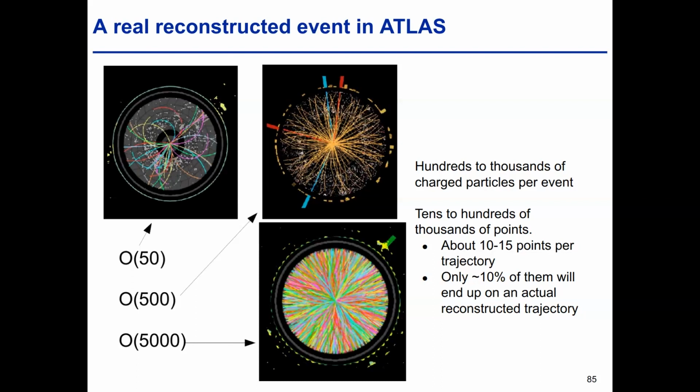And so this will give you a set of points and you have to find those trajectories. That seems still not an impossible task. Then you see what happens when you have 500 of them. And then at the bottom, you see how that looks like when we have 5,000, which looks much more similar to what we'll have in the high luminosity LHC. So the bottom right is basically what we'll have to deal with. And then for each trajectory at that point, we will have around 10 to 15 points. But as I mentioned, only about 10% of them will actually end up in trajectories. So not every point is actually used or gives rise to trajectories.